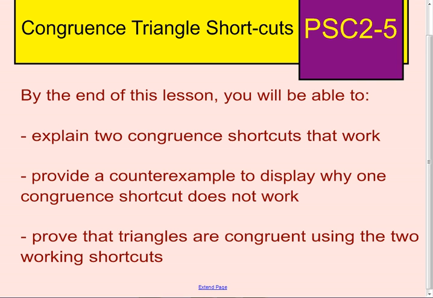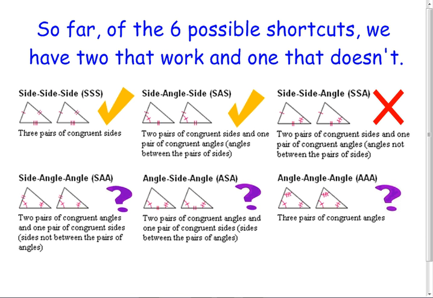We're going to find two more ways to prove that triangles are congruent. We already know about side, side, side and side, angle, side, and we're going to work on this a little bit harder today. Side, side, angle doesn't work. If you remember, if you spell it backwards, it's a bad word, right?